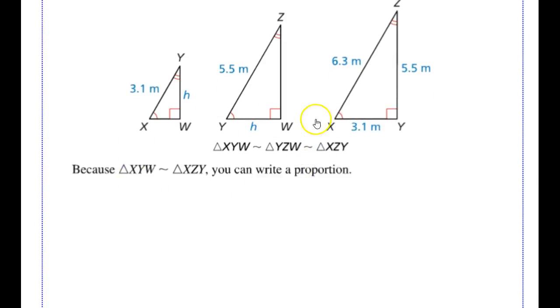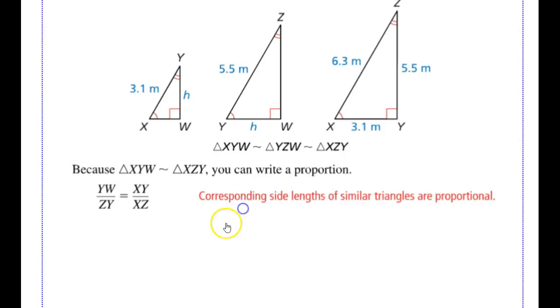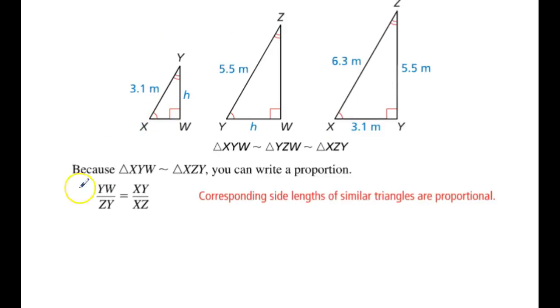Now that I know that my triangles are similar, I can write my proportions. I know that the lengths of the sides of similar triangles are proportional. So I look at YW, which is that h, over ZY, which is the length that I know in my big triangle. I'm really going to be using these two triangles on the sides. So I go up and down over up and down equals XY, the hypotenuse of the little one, over the hypotenuse of the big one. You'll see here that I'm dealing with my little triangle and my little triangle, right?